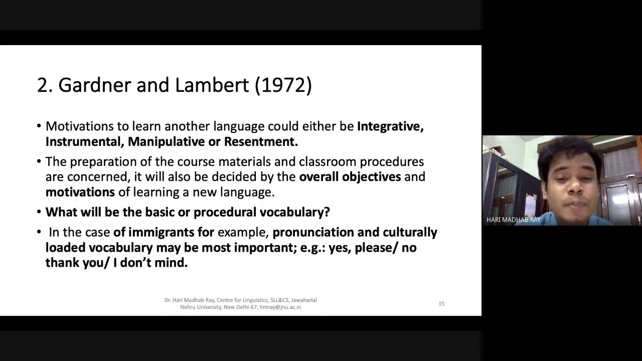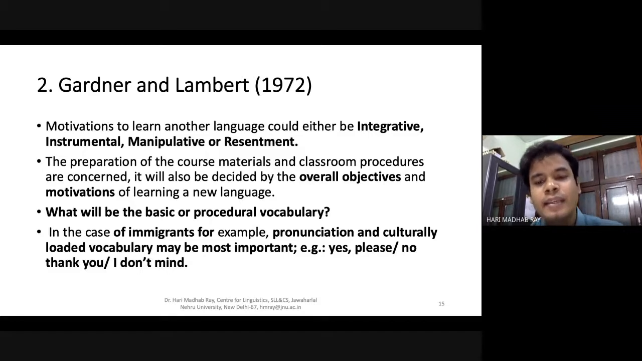What will be the basis of the procedural vocabulary? So there are many other things, let's say, looking at the course content also. Oh, it's only once or twice a week, so maybe I can learn that language. So people may be really interested. And some of the courses, especially in USA, were very popular, let's say in the case of immigrants, for example. So some of the things, let's say they know the grammar of the language, mainly the pronunciation part.